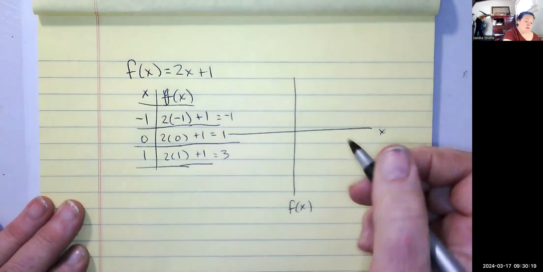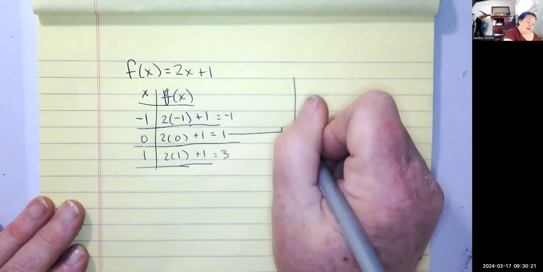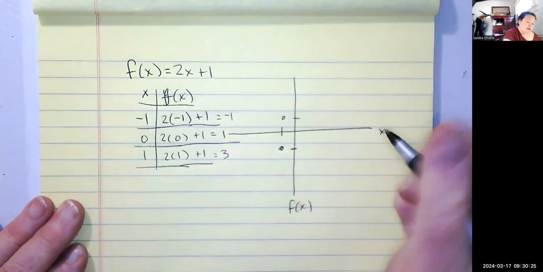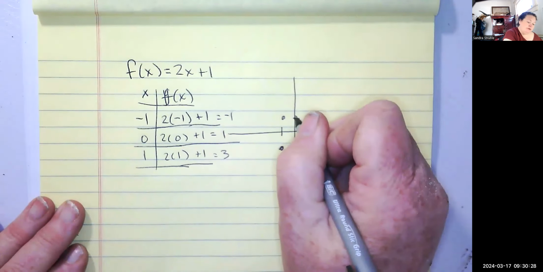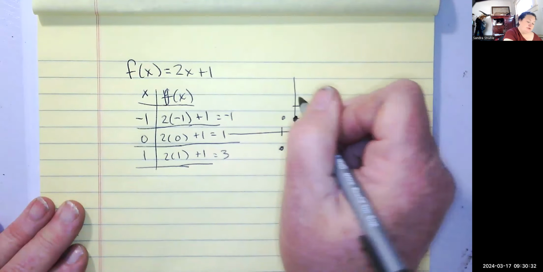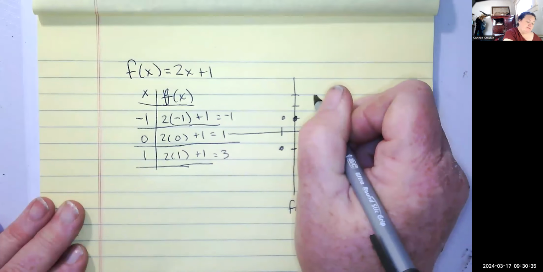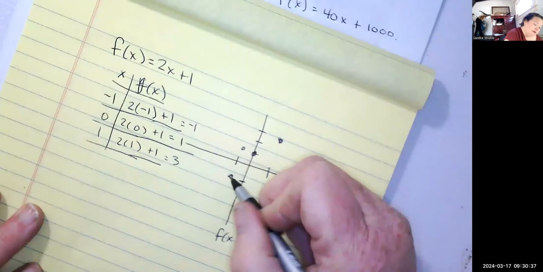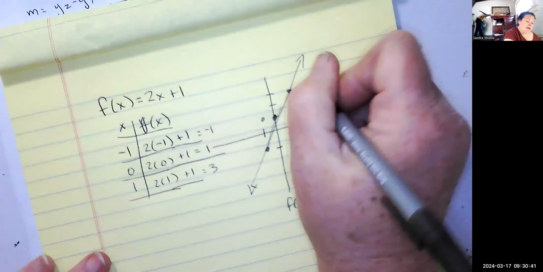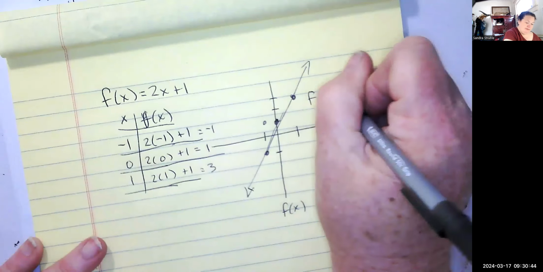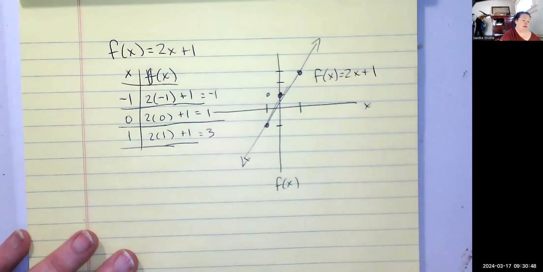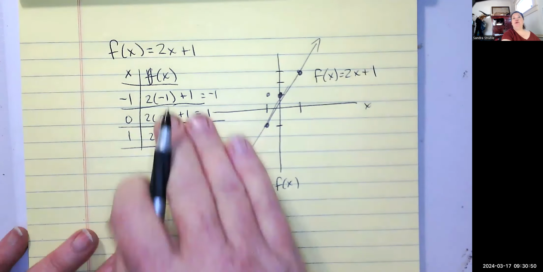So I'm just going to plot those points: -1, -1, down here; 0, 1, right there; and then 1, 3, right about there. As close as I'm going to get for that one. And then label my line. Name your baby: 2x plus 1. So that's how I would do it if I'm plotting it with points and there's no fraction.